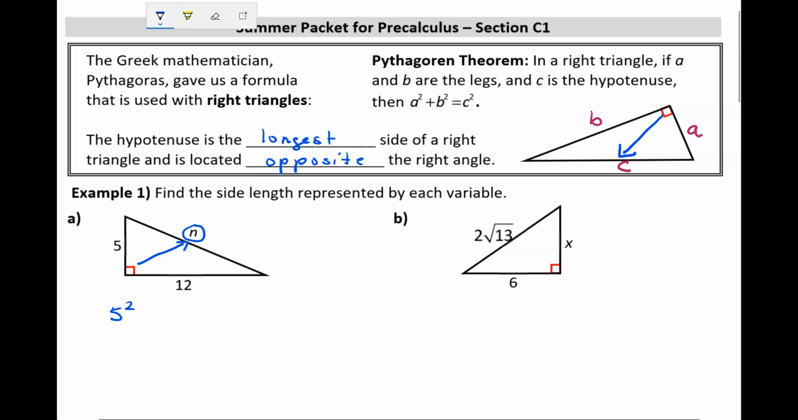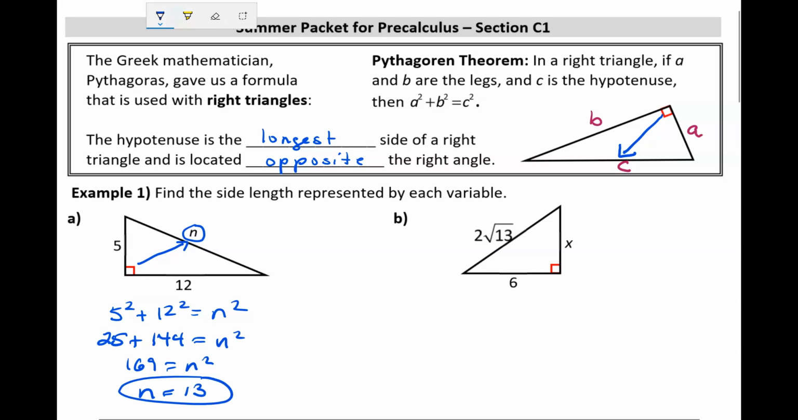So 5 squared plus 12 squared is equal to n squared. It doesn't matter whether the 5 or the 12 comes first, but that n squared needs to be by itself on one side of the equation. Squaring, 25 plus 144 equals n squared, and adding, 169 equals n squared, and then taking the square root, n must be 13. We're going to ignore the negative solution, since this is the length of a hypotenuse of a right triangle, so it can't be negative.